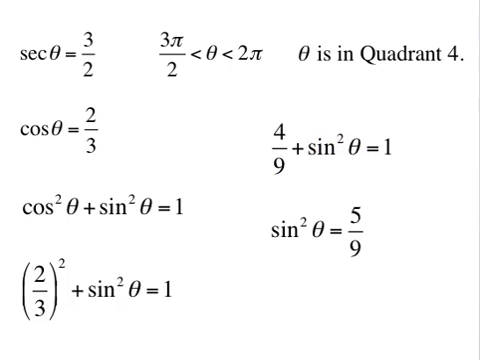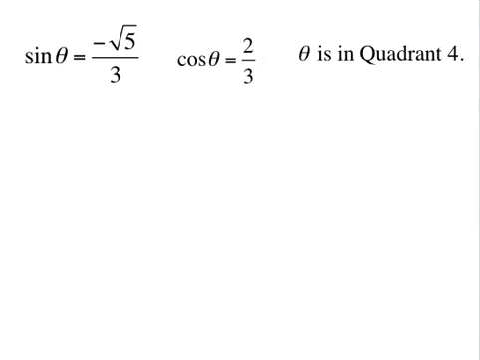So sine theta is plus or minus root 5 over root 9 or root 5 over 3, except we see theta is in quadrant 4. If theta is in quadrant 4, sine is negative. So indeed, sine of theta is negative root 5 over 3. So I know cos, and I know sine, and I know the quadrant I'm in. That's enough for me to answer a bunch of questions. So here we go. There's sine, there's theta. Theta is in quadrant 4.